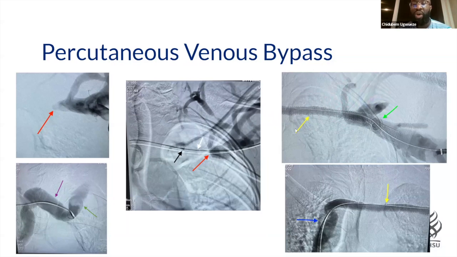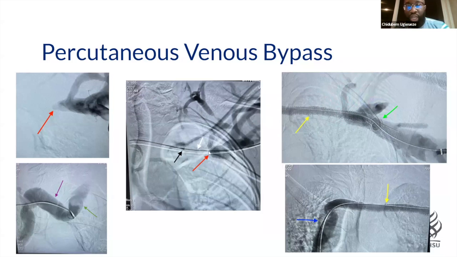You end up having a wire coming from, in this case, the right brachial vein across the area of stenosis in a subcutaneous manner. So you're in the subcutaneous tissue here. This red arrow is your occlusion. This black arrow is access into the central outflow, and the white arrow is showing your wire in the subcutaneous tissue.